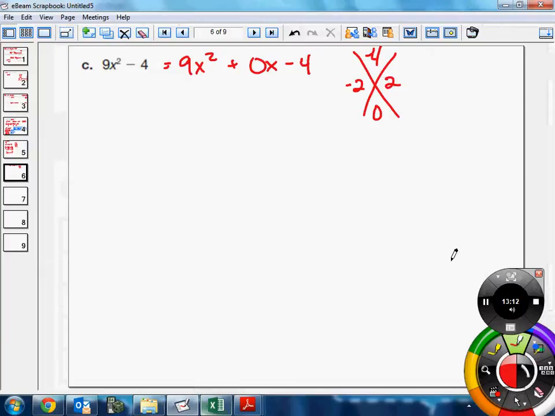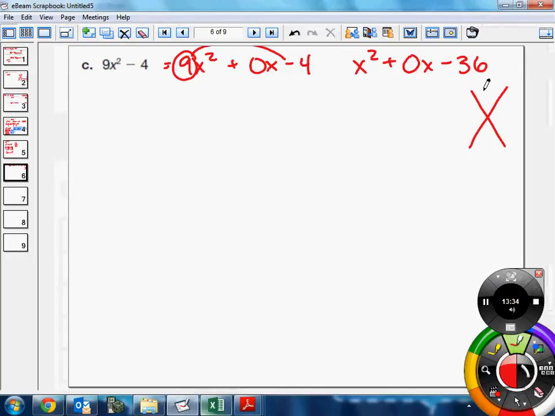Wait, I actually forgot to do one thing. What did I forget to do? I forgot to slip, slide, and divide. So let me go back and do my x again. So I've got 9x squared plus 0x minus 4, slip and slide. So this becomes x squared plus 0x minus 36. Same deal. Draw your x. This becomes negative 36. This becomes 0. I have 6, negative 6. So in my parentheses, I've got x plus 6, x minus 6.